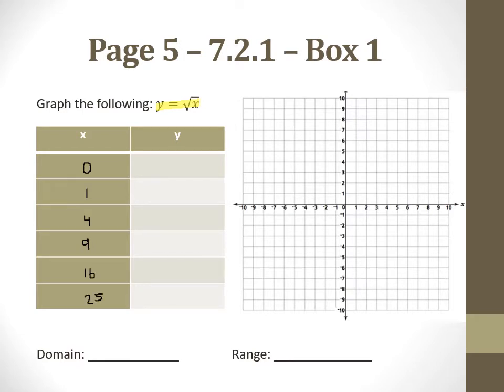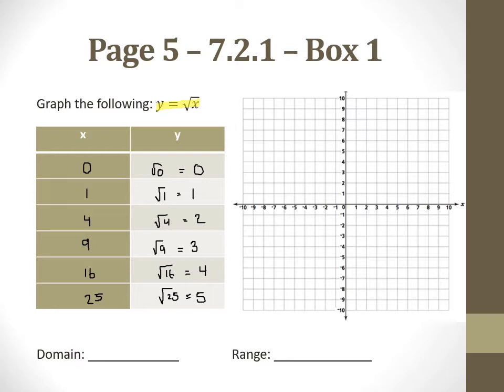So if y is the square root of x, then the square root of 0 is just 0. The square root of 1 is 1. Square root of 4 is 2. The square root of 9 is 3. The square root of 16 is 4. And the square root of 25 is 5.